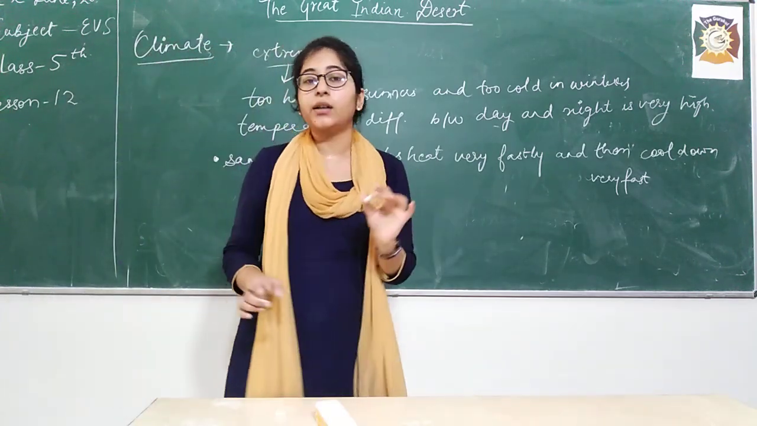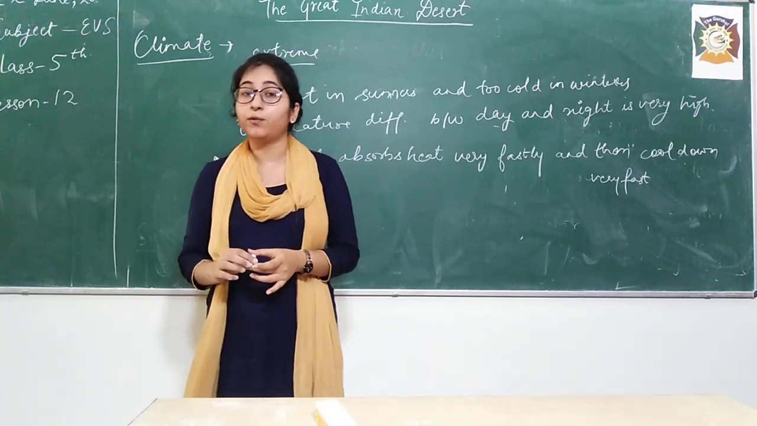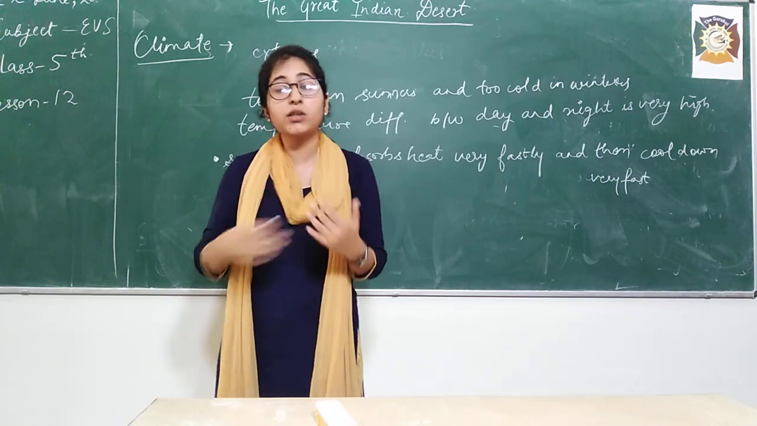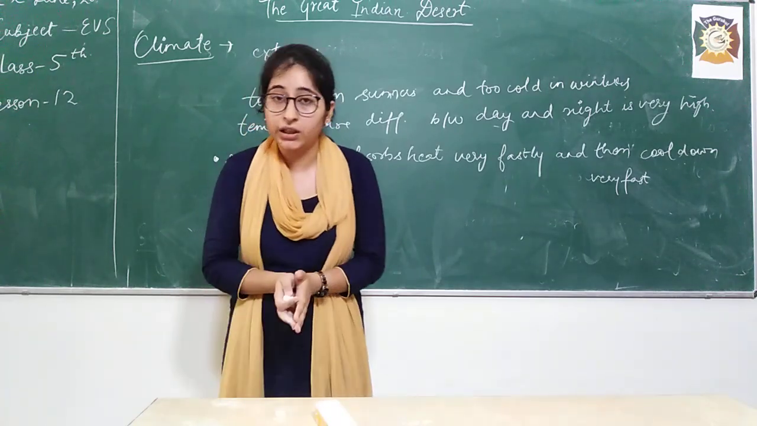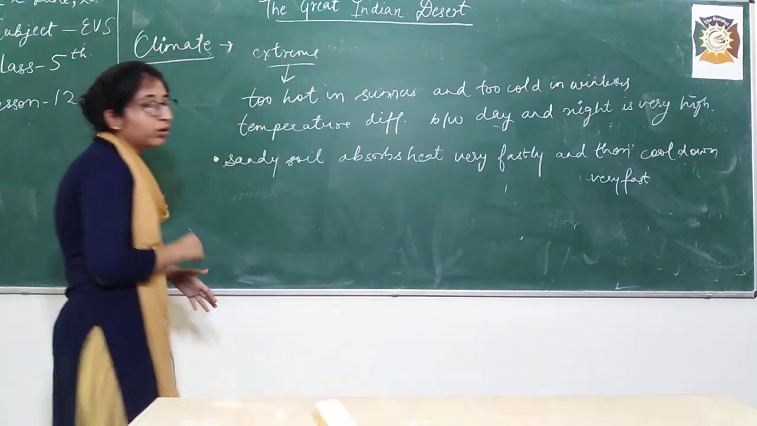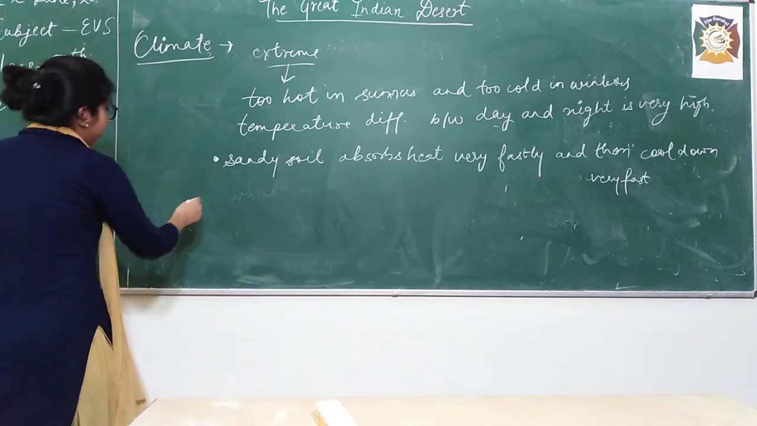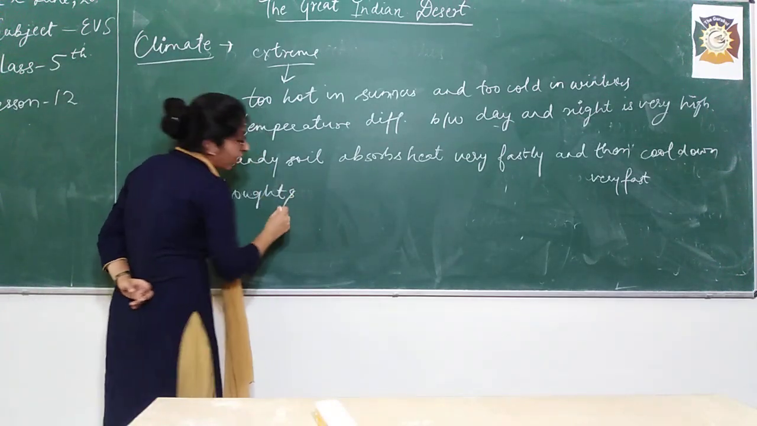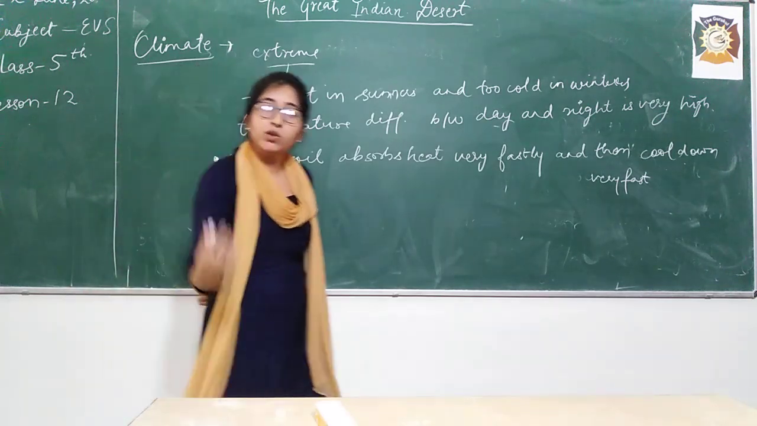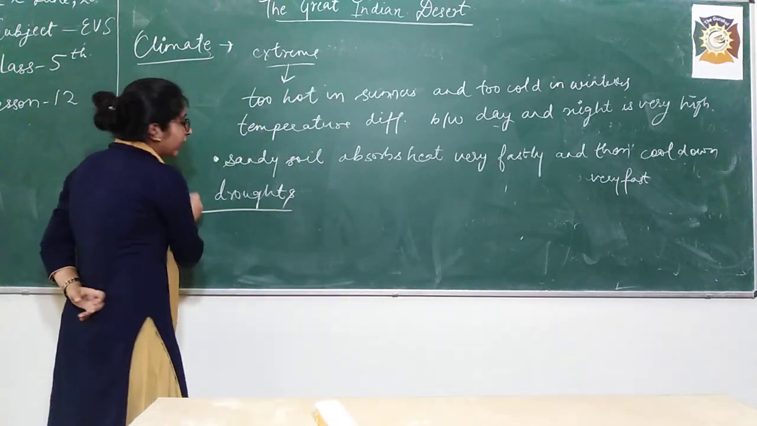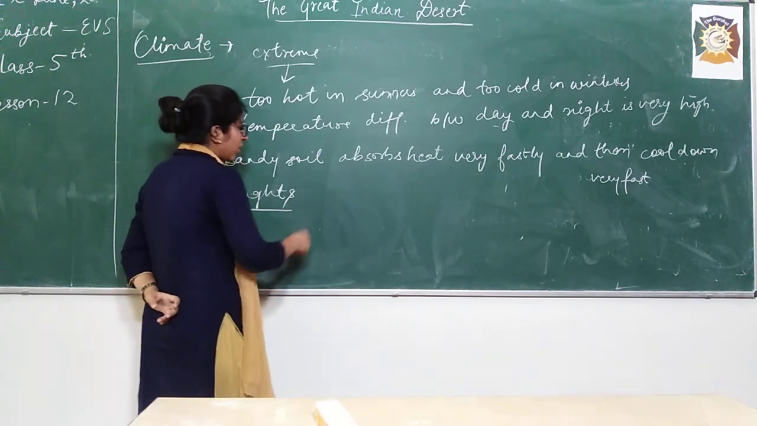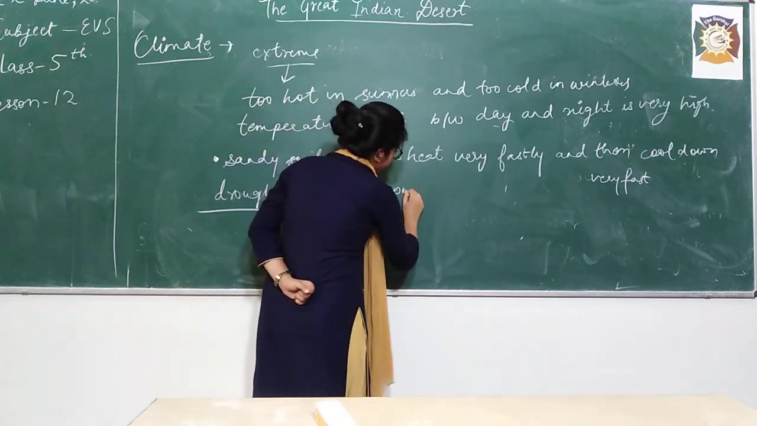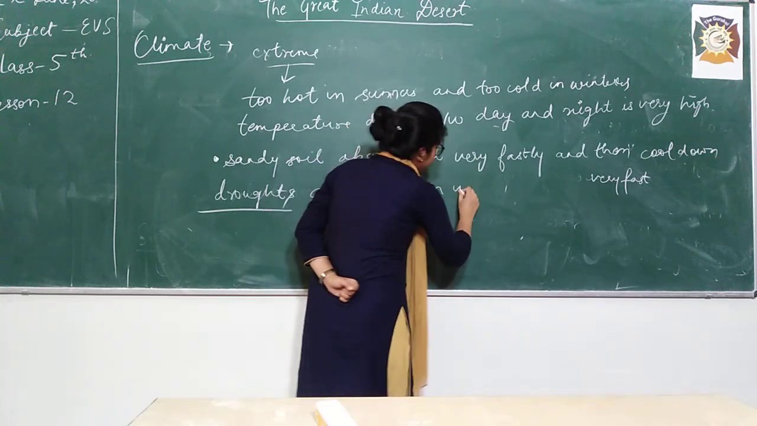Now students, we started with the point that there is very little rainfall. So sometimes it happens that there are years that go by with no good rain. At that time, droughts are very common in this area. Droughts mean sukha. When there is no rainfall, the situation is known as drought. So droughts are very common in this area, right?